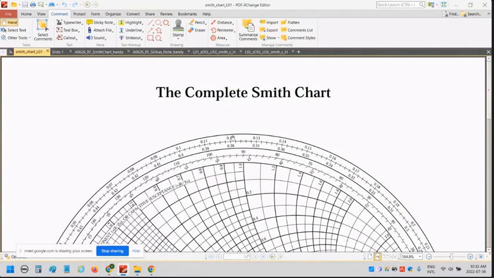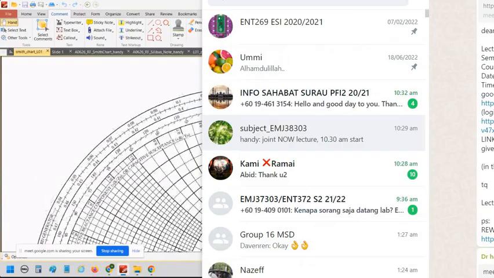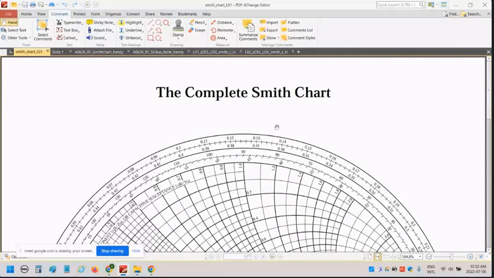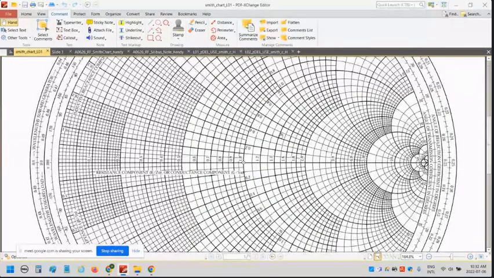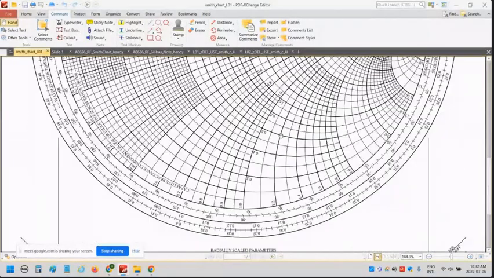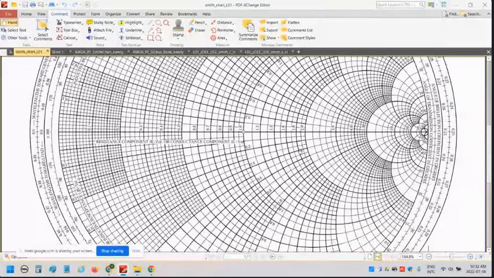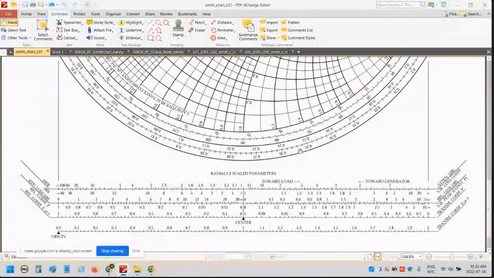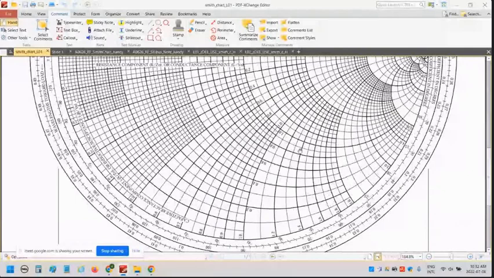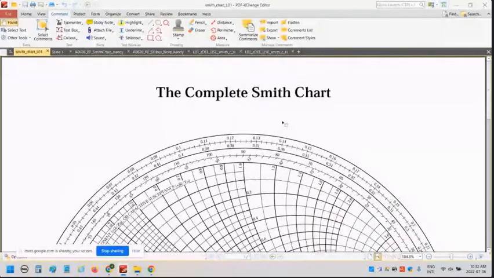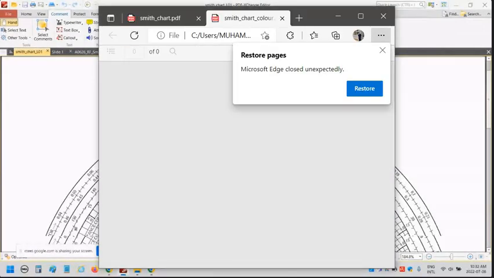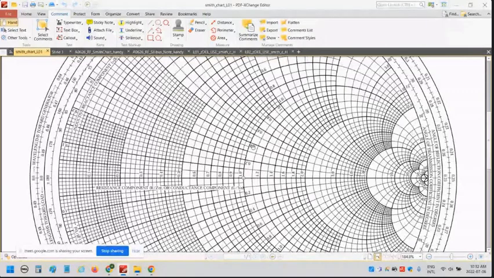Okay, this is the Smith chart, but for this subject you only learn this type. You didn't learn about the normalized one. For the degree level, you will use this Smith chart. When you want to make a matching, especially for communication, you need to use this Smith chart.